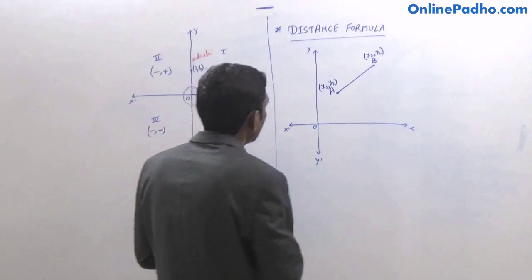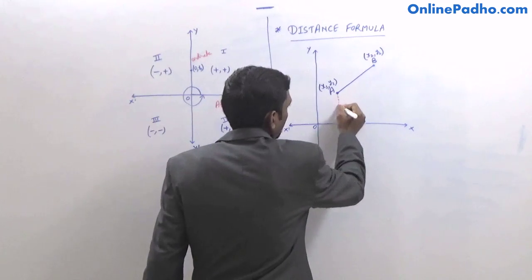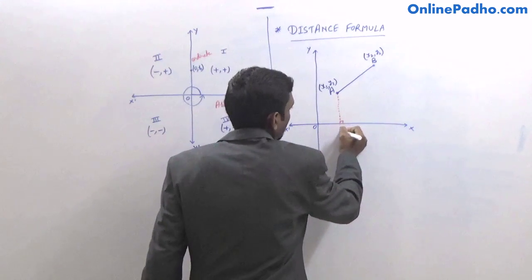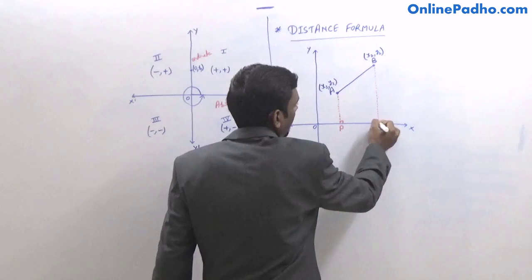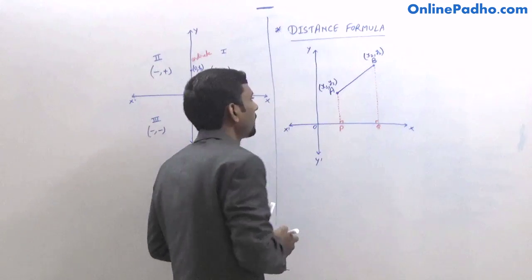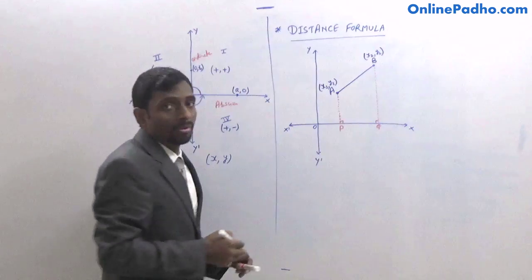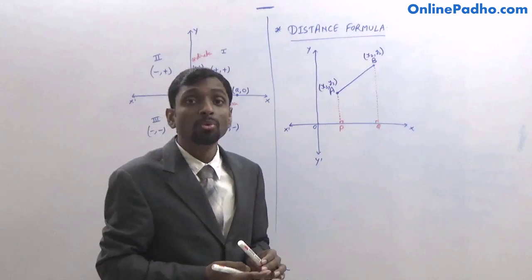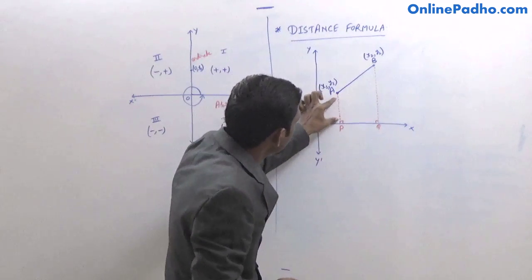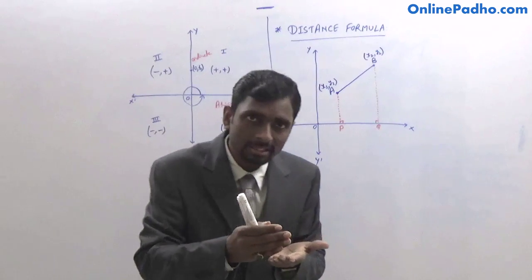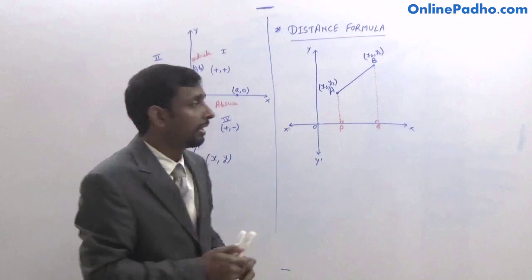Let's see. If we draw a perpendicular from point A and name it AP, and draw another perpendicular from point B named BQ, we can say this length OP is called x1. Because if you have a point, for example 2, 3, then this length will be 2 and this length will be 3. The length along the x-axis is called the abscissa and the length along the y-axis is called the ordinate, right?